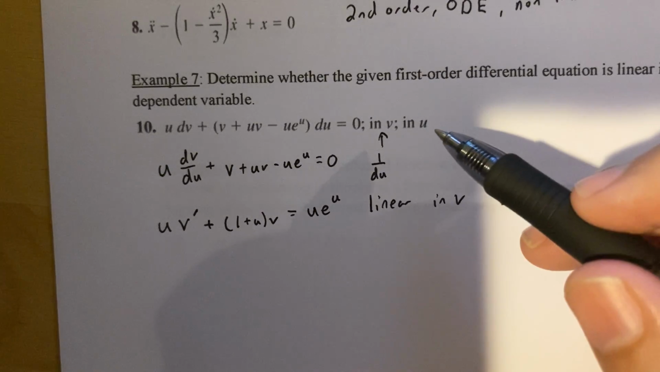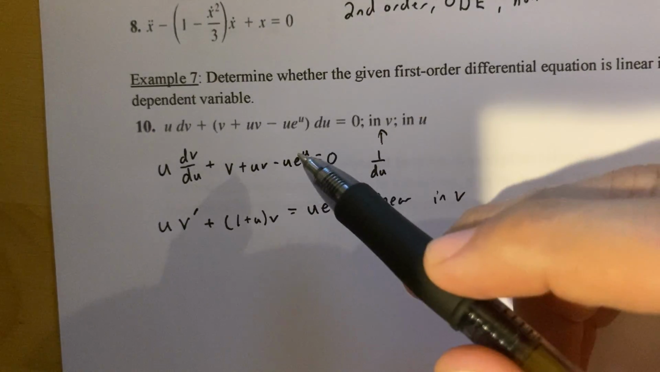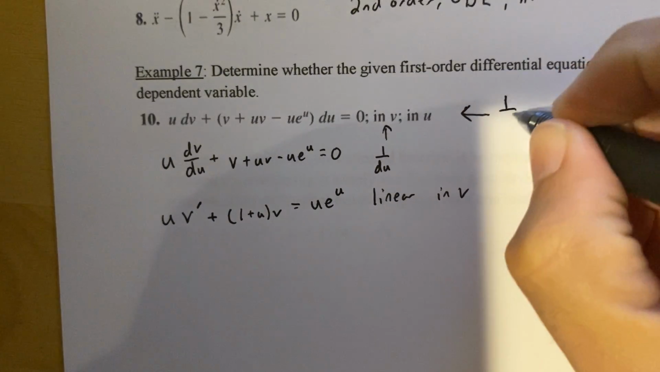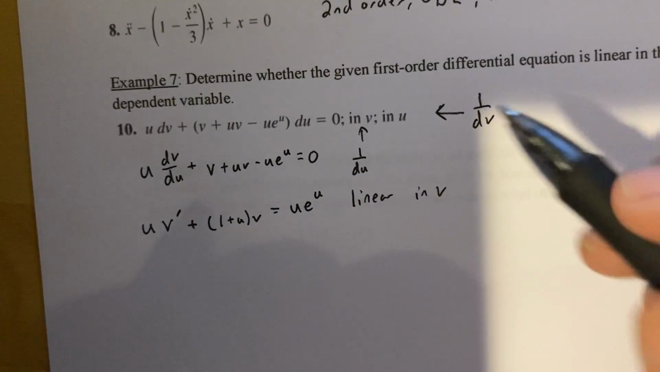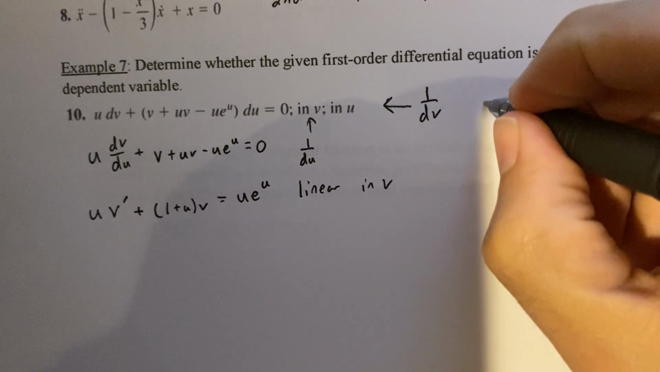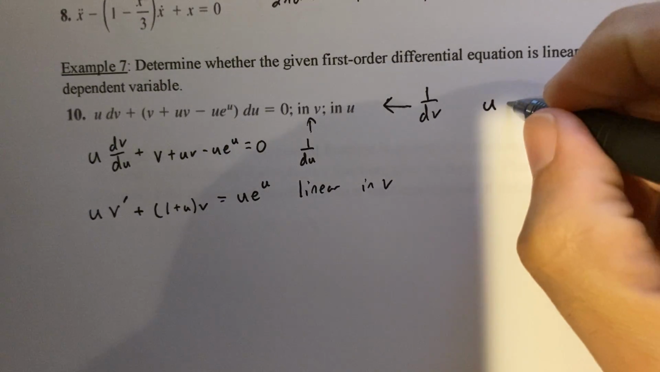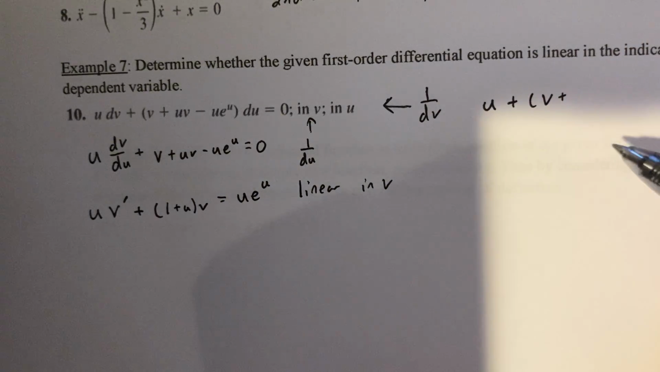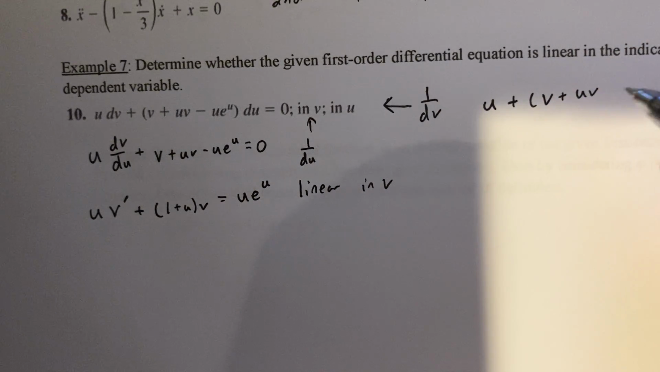Now, if we made u the dependent variable, we're going to multiply by 1 over dv. So I'm just going to point this way so that you can see I'm multiplying by 1 over dv. All right, and so I'm going to do the work over here. So that first term is going to be u plus, and then we have v plus uv minus u e to the u, and then du over dv, and that's equal to 0.